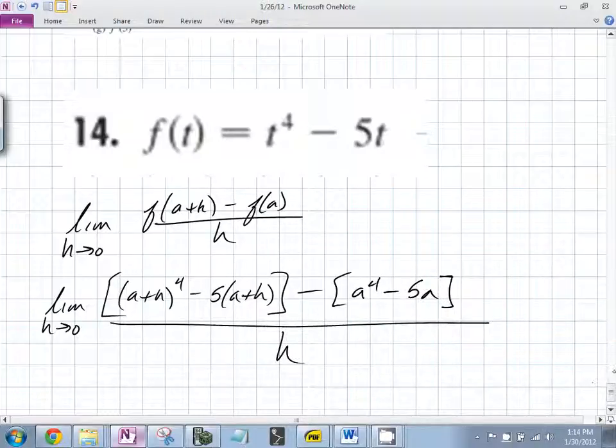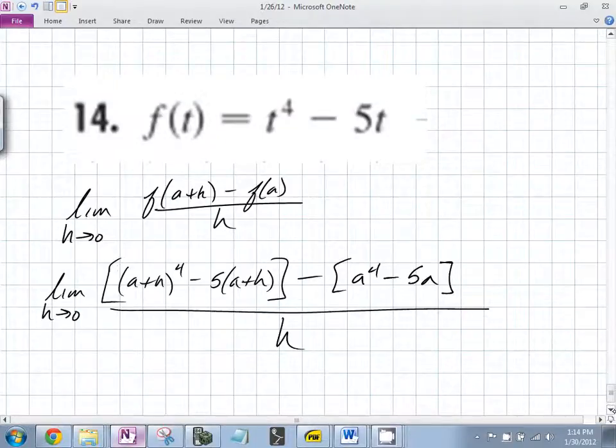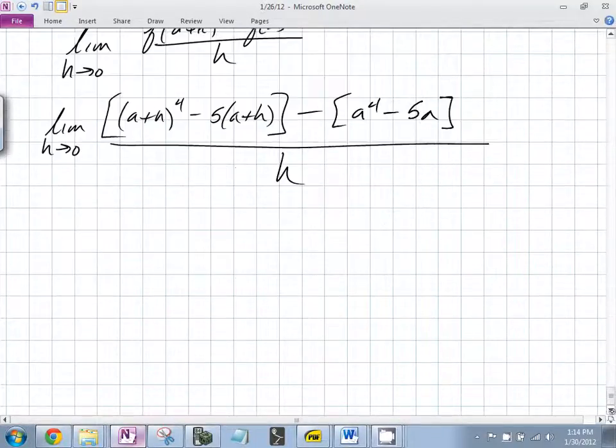What's our whole goal? Can we plug in 0 for h? No. So if we want to go any further than this, what's our whole goal when we try to simplify this? We want to eventually be able to do what? We want to cancel out the h's, right? Yep. We want to nuke the h's.